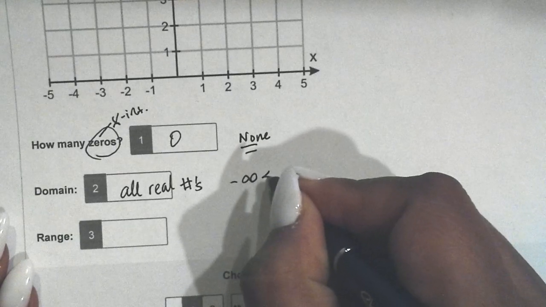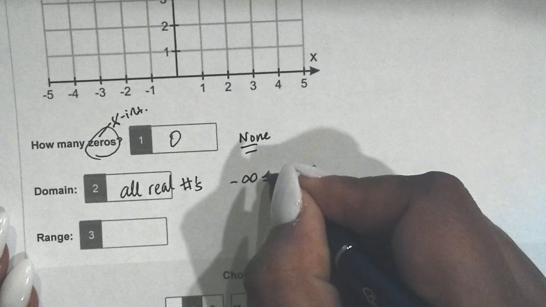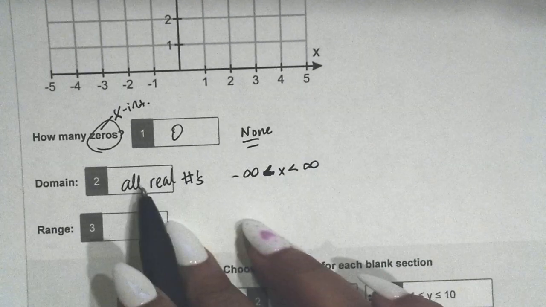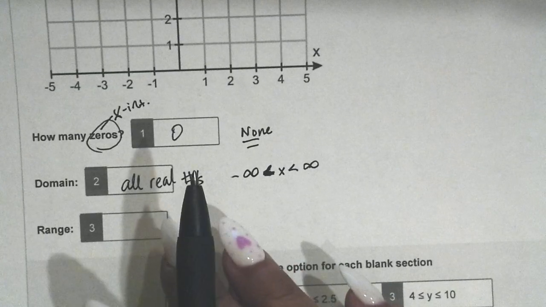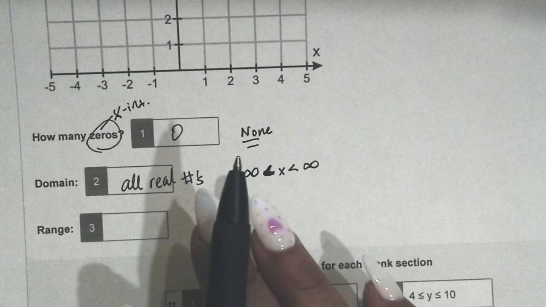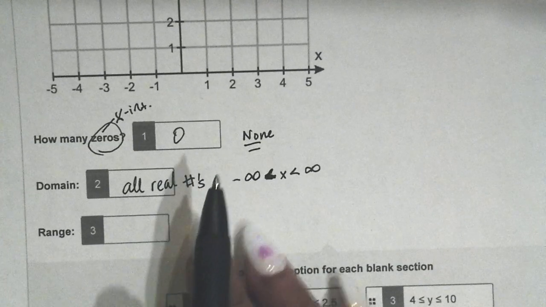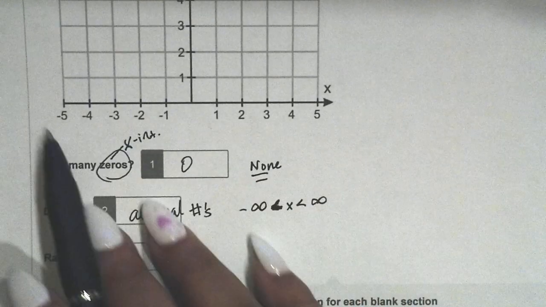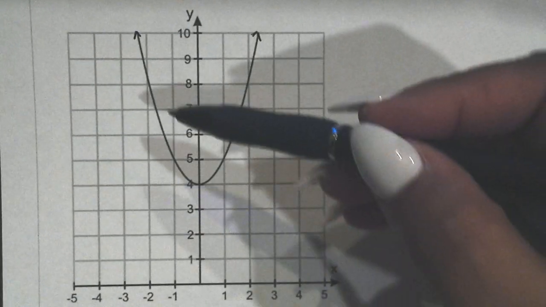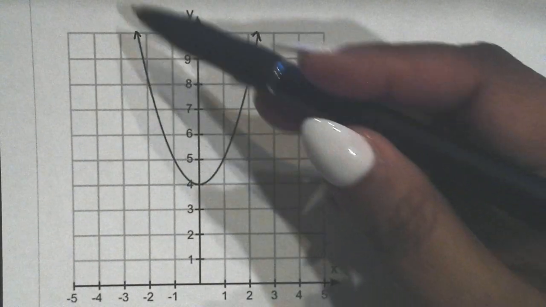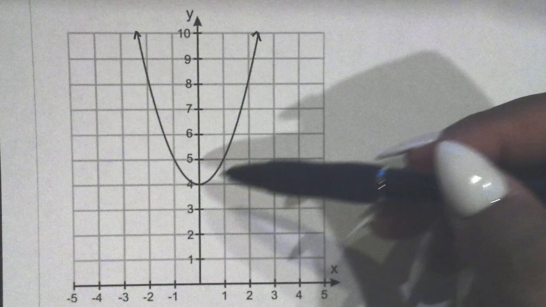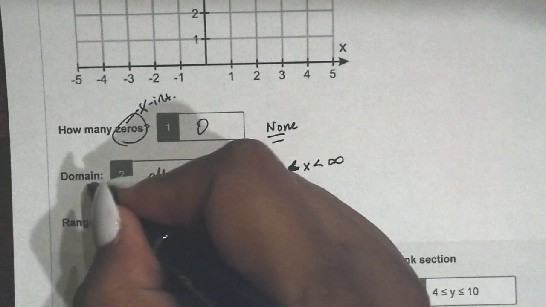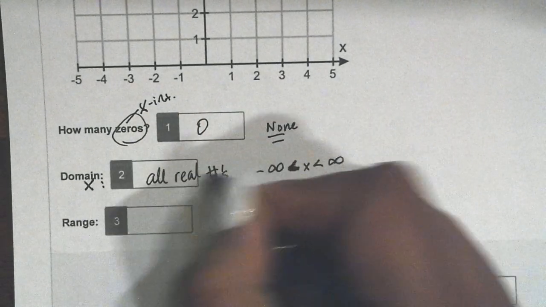Negative infinity to positive infinity, all real numbers. That means it can be decimals, it could be whole numbers, it could be fractions, it could be 0. So it's negative infinity all the way to positive infinity, covering all my x values. I have no gaps in this graph. Now, from left to right, that's the domain. The domain is your x. Know that. Domain is x, and x is all real numbers.